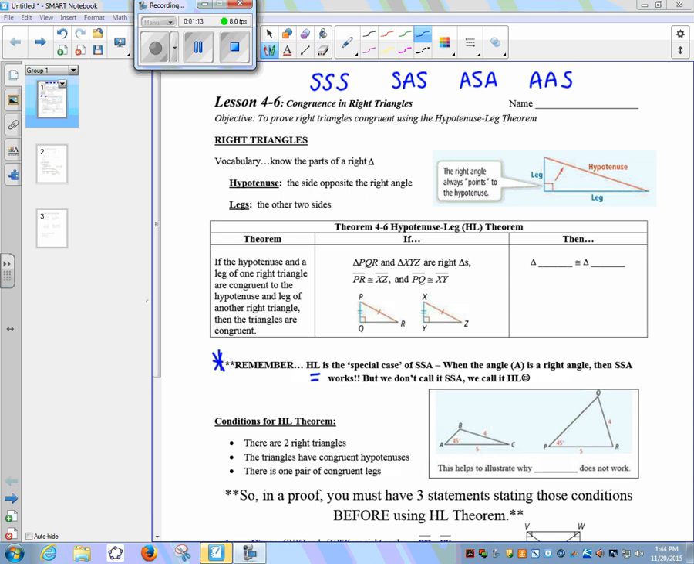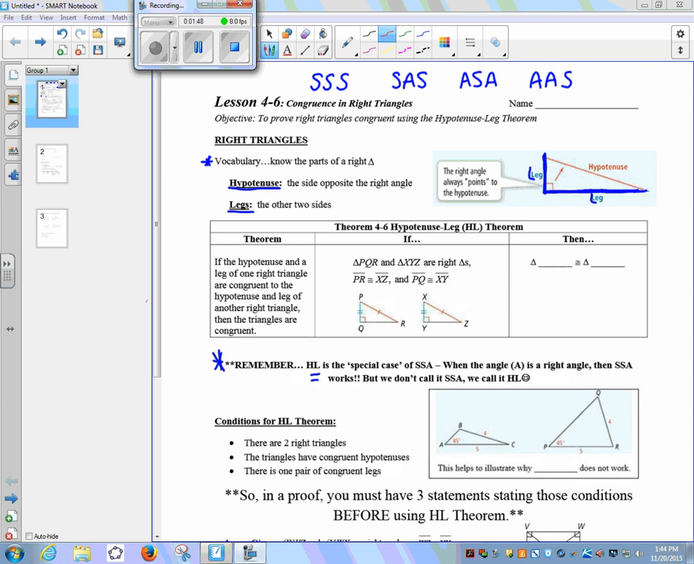The H and the L come from these two words, hypotenuse and legs. So this is important vocabulary. In right triangles, the parts of the triangle have special names. The two sides that come together actually look like the letter L because they come together to form the right angle. Those are called legs. So the ones that make the L are the legs.